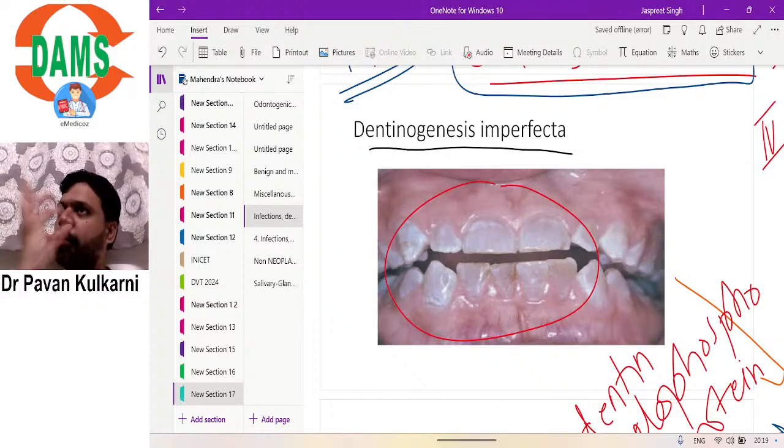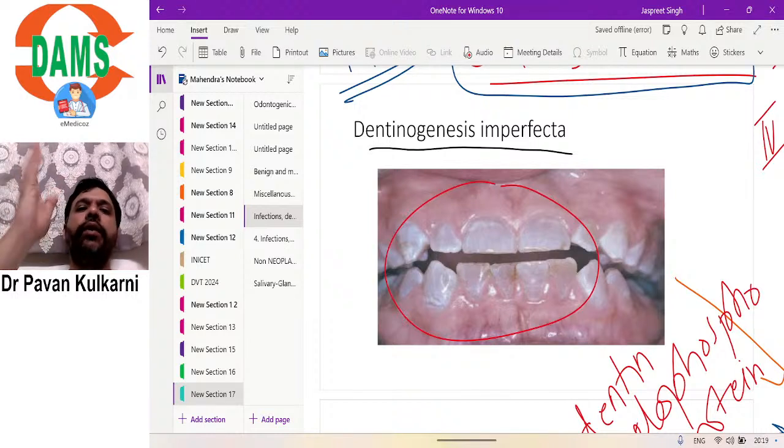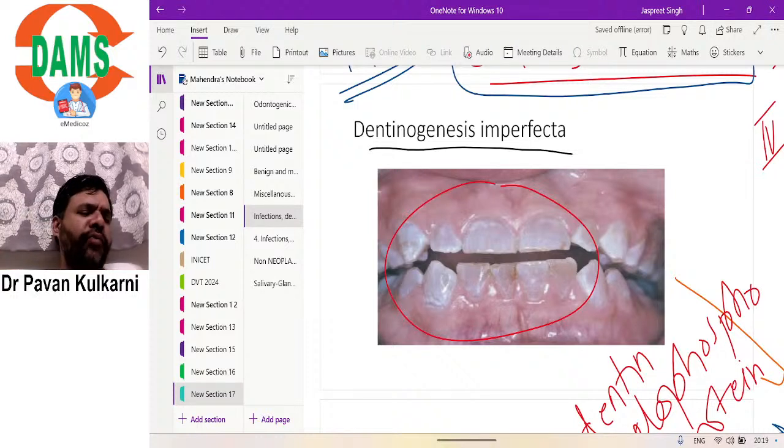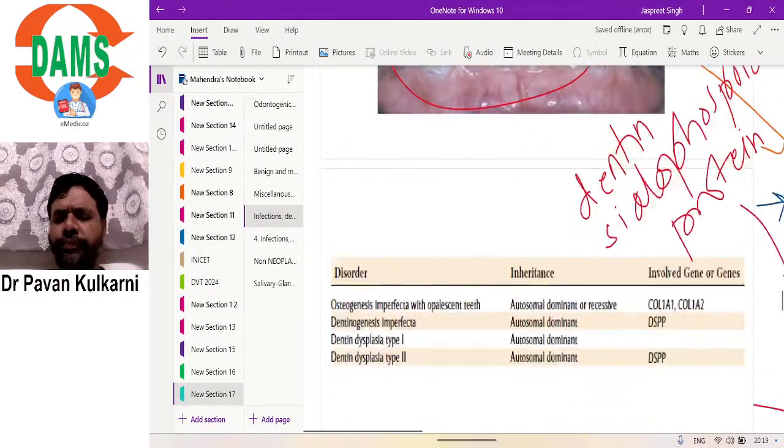Okay, so that is why, usually, with discoloration of the teeth, you should consider whether it is tetracycline staining, whether it is dentinogenesis imperfecta, or whether it is erythropoietic porphyria. That you have to diagnose first.